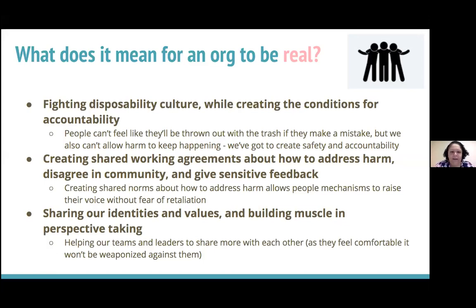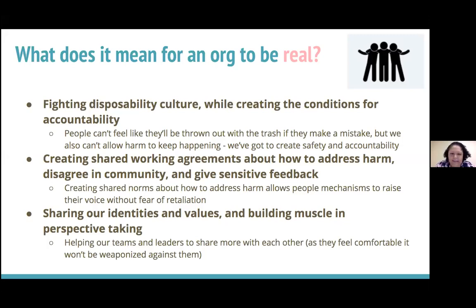But a lot of times there's a growth edge that happens, and when people are restored to community, that community is stronger for it if we build the conditions for psychological safety and for restoration of trust and sort of restorative practices in organizations. It also means that we have to have shared working agreements about how we address harm, how we disagree in community, how we give sensitive feedback. A lot of organizations aren't teaching people how to do this, and so everybody's tearing each other up because we haven't talked about what do we do when a manager makes a goof and it causes harm. How do they fix that?